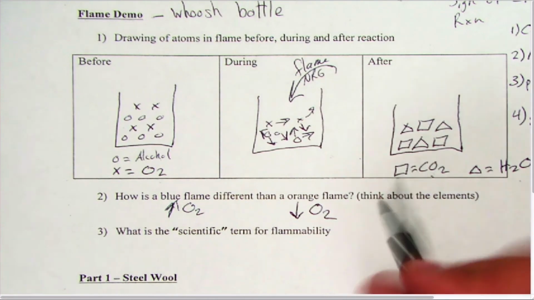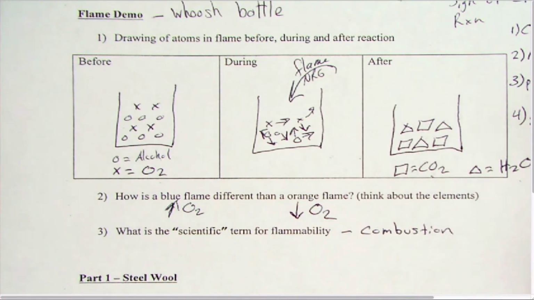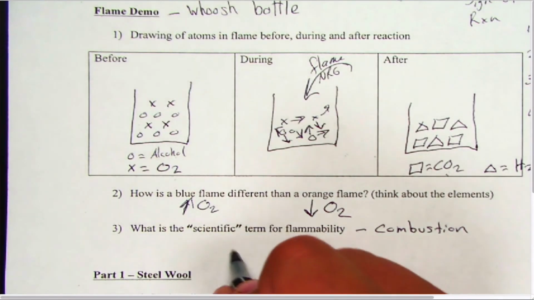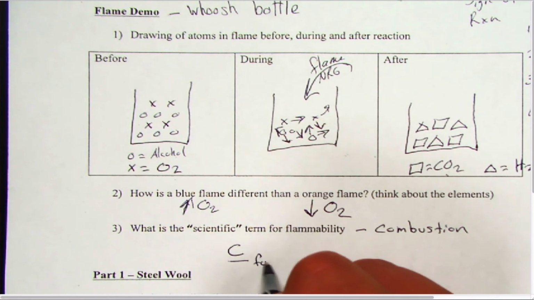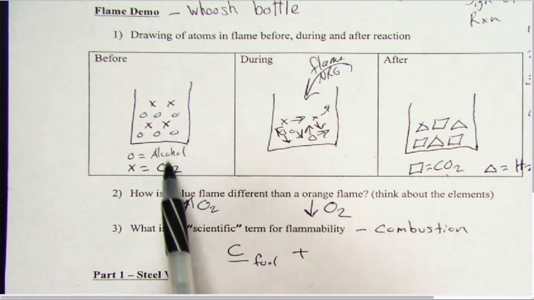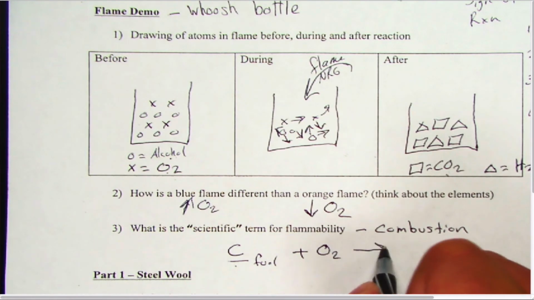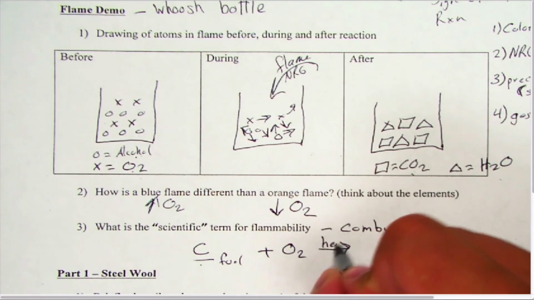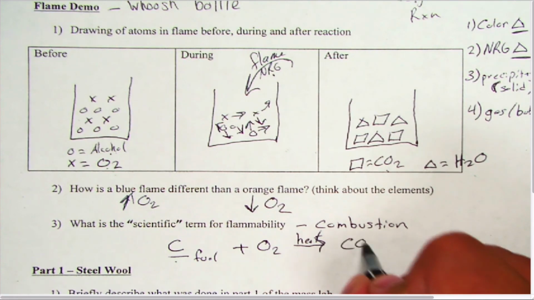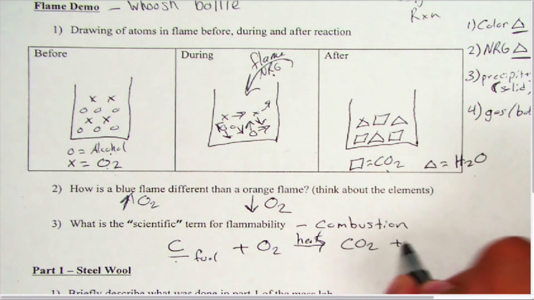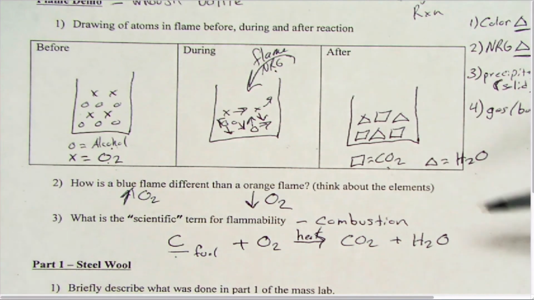So the scientific term for flammability that we just saw in this whoosh bottle is called combustion. Combustion's general formula, for right now, is you have a carbon fuel source. The C is the element symbol for carbon. So we're going to say carbon fuel, which was the alcohol, reacted with oxygen, O2. And what did we add into the mixture? We added heat. Okay, so this heat came right up here. This is the energy, the flame. We made, in these other products, CO2, which comes from here, and H2O. That's what happens when you see a campfire, when you see a flame burning on a candle.